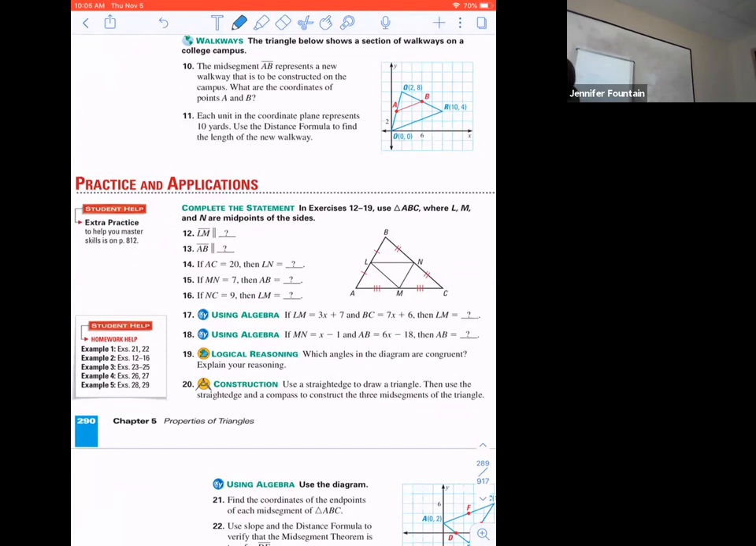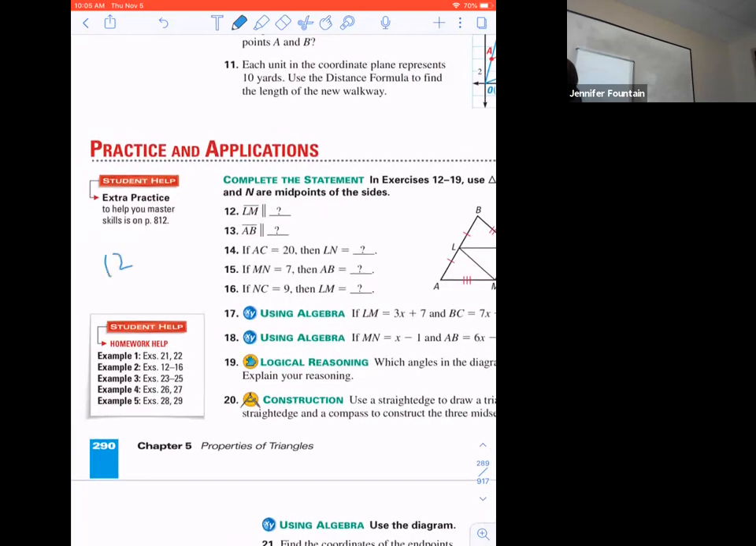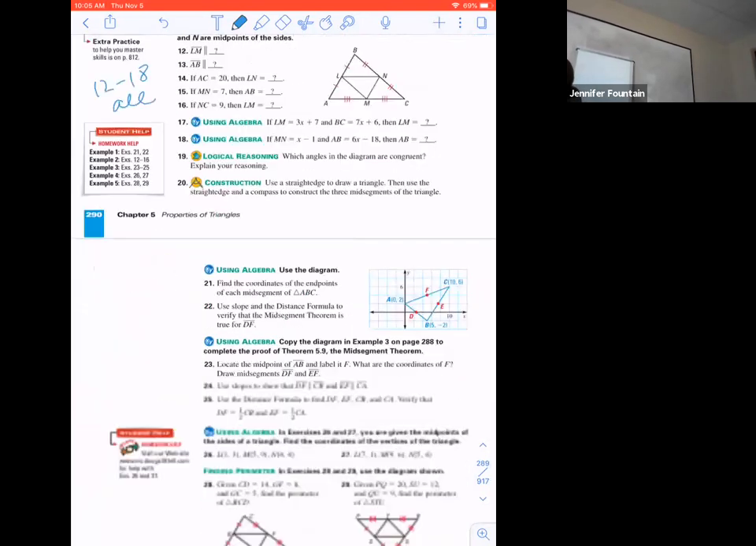And I want you to do 12 through 18 all. Okay, so what we'll do is you'll have the opportunity to check your odds. When we meet back, we will go through, we'll check real quick the evens. Okay, and then that'll give you time to make your corrections if you need to. So on Wednesday, we'll go through them, we'll check them. If you need to make corrections, you'll still have time before you turn that homework in. So 12 through 18 all on page 290.